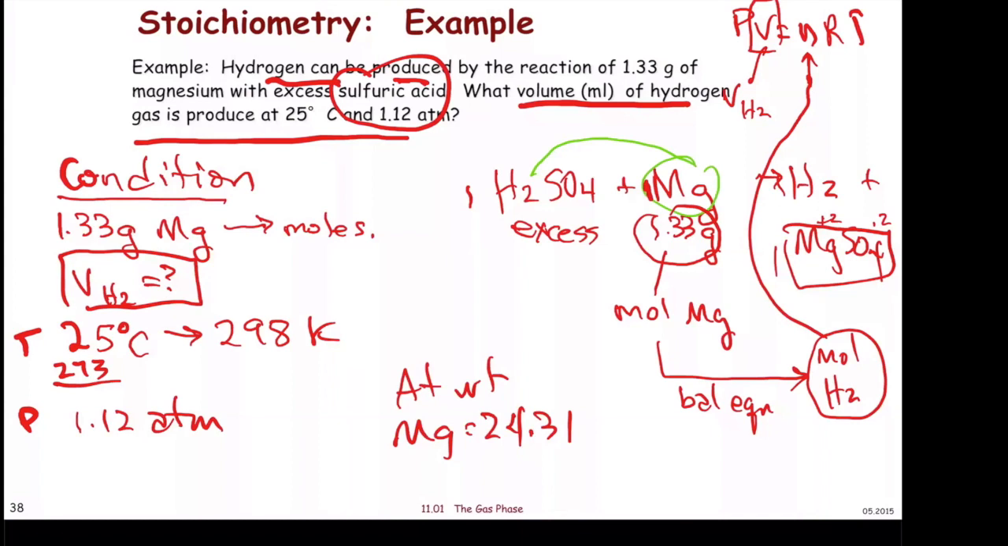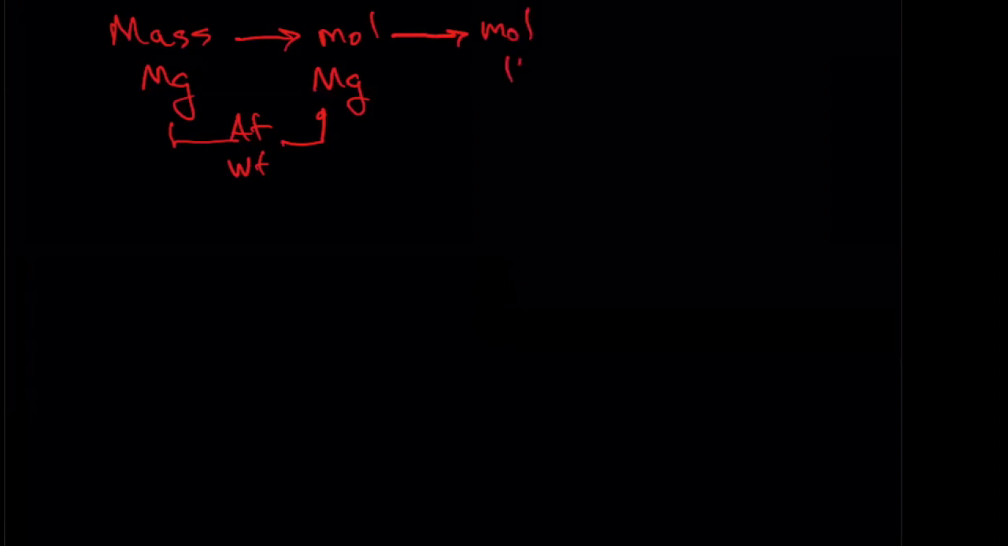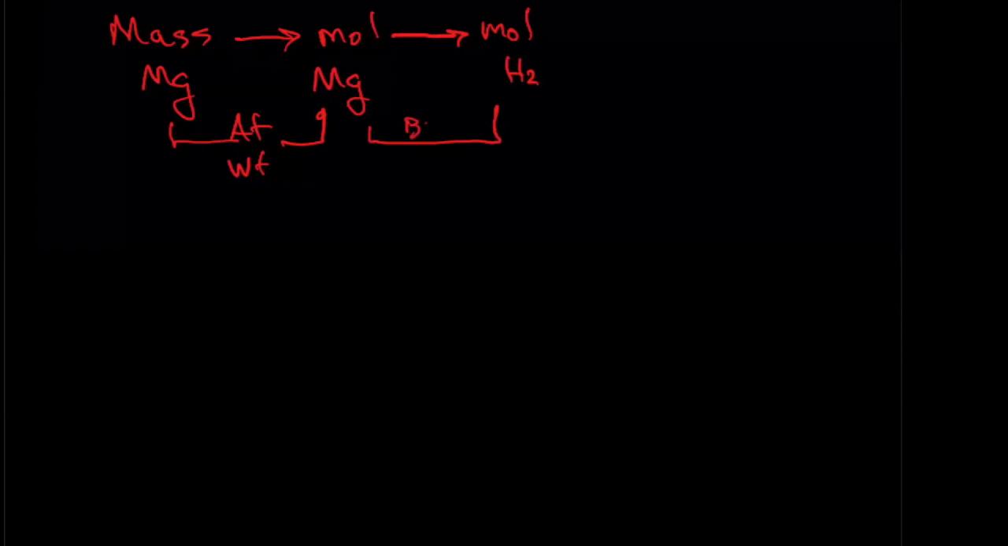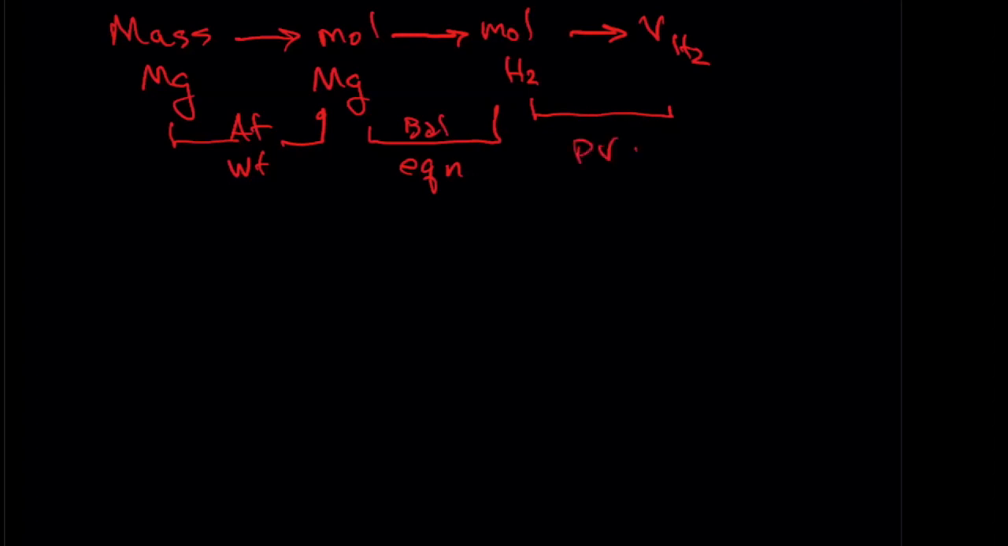Okay, so what we can do is the following. Let me blank out my screen. Again, the strategy is mass of magnesium to moles of magnesium. And what do we do there? We use the atomic weight. Then we convert moles of magnesium to moles of hydrogen. And what do we do there? We use the balanced equation. Then we can go from moles of hydrogen to volume of hydrogen. And what do we do there? We use PV equals nRT, where V equals nRT over P. That's the strategy that we're going to use.